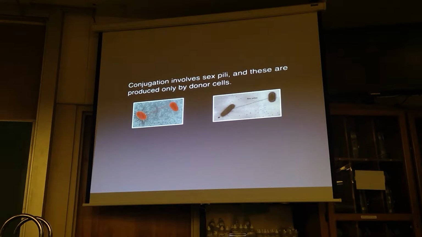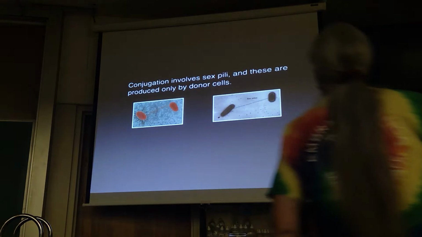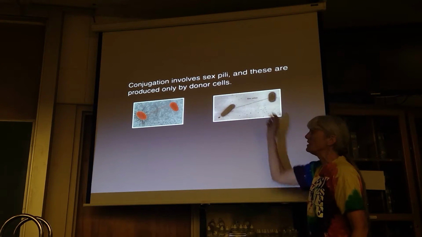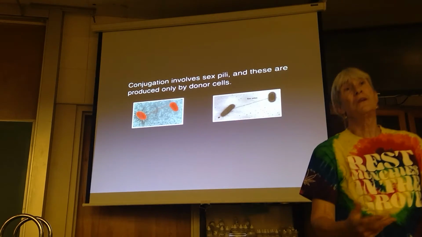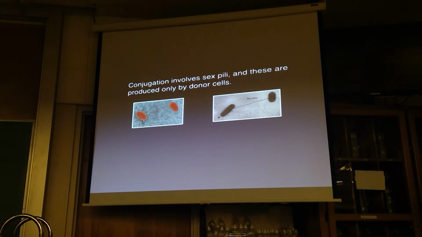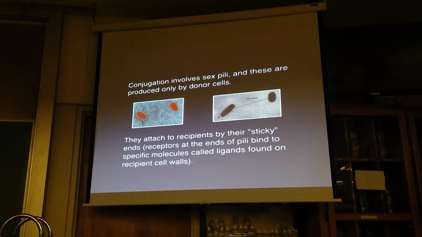Okay, so conjugation involves sex pili. Remember, the pilus made of pilin proteins are these long hair-like structures. Actually, they start out long and then they shorten and pull the cells together. Typically, there's only 1 or 2 pili produced per cell, whereas fimbriae are much more numerous and shorter. So you can see the E. coli over here on the left-hand side has a lot of fimbriae, but there's just 1 sex pilus.